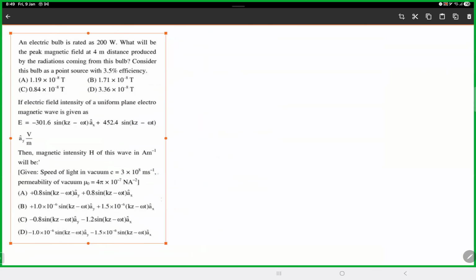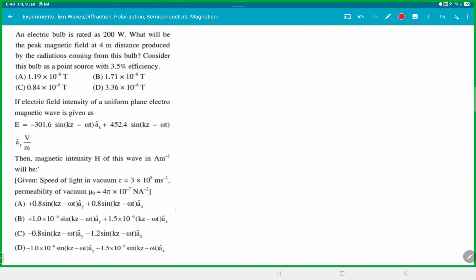Let's get to these two EM waves. An electric bulb is rated at 200 watts. Don't worry about this H. H was removed from the portion, but it is simply the magnetic field by mu naught. That is called H, magnetic intensity. You don't need to know that for solving this, but let's see.